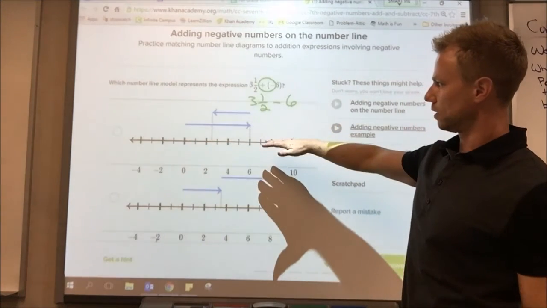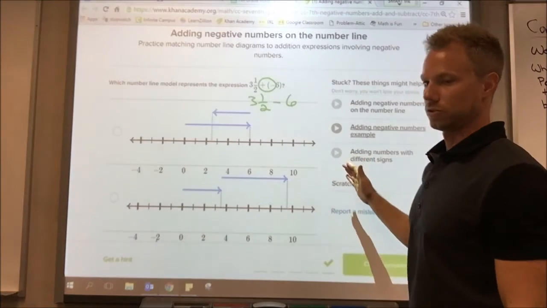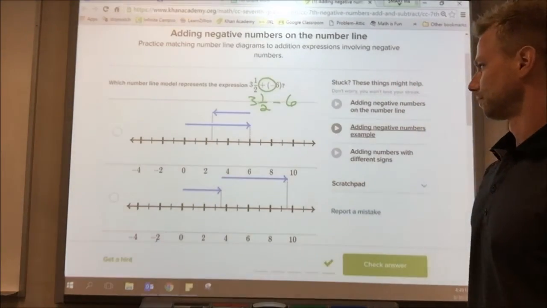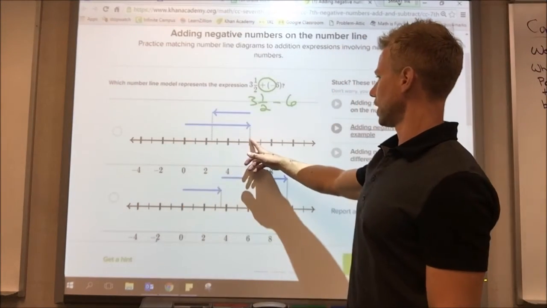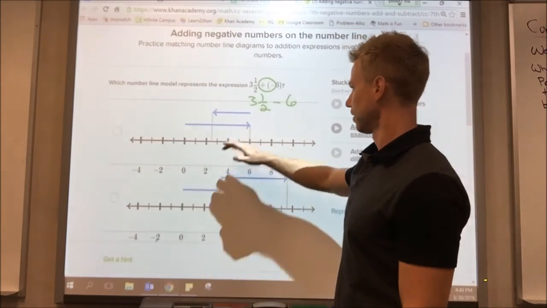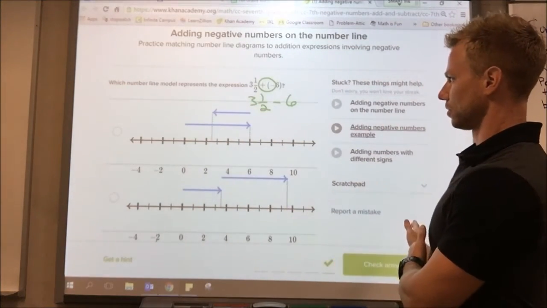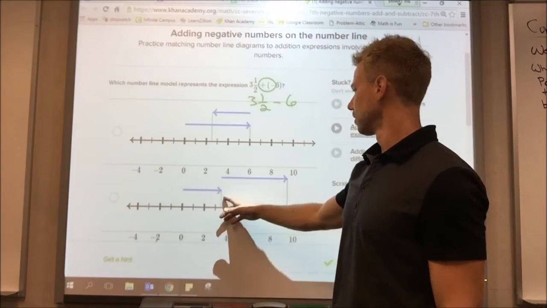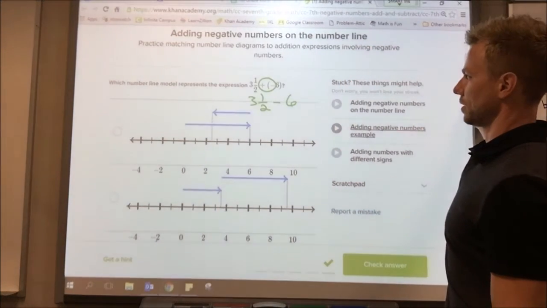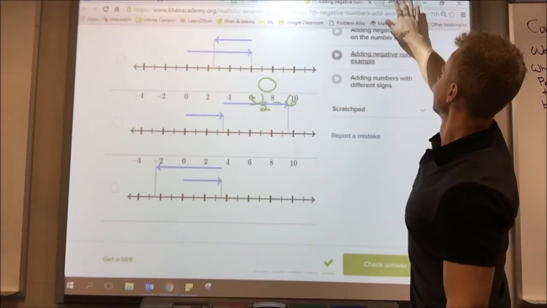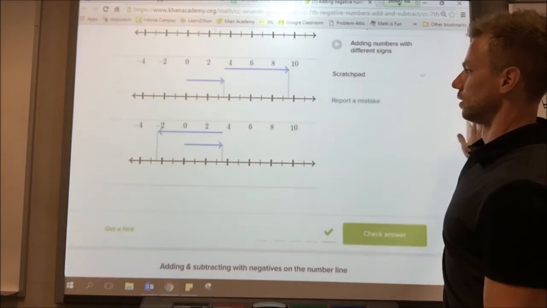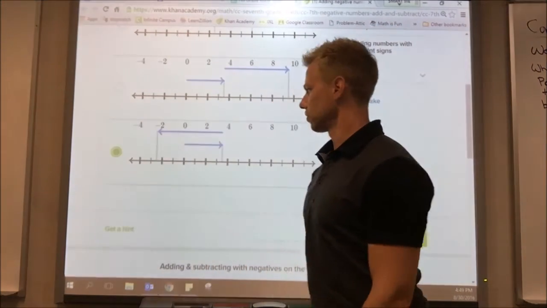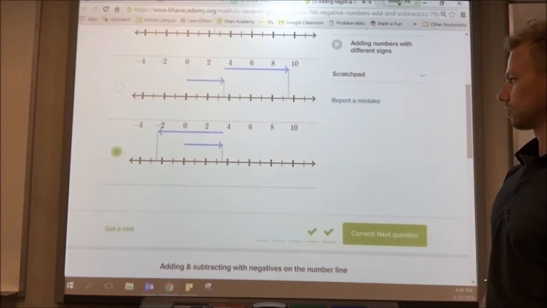So we have to figure out which one of these first goes to the right 3.5, because it's positive, and then to the left 6. It looks like this one first goes to the right 6, and then to the left 3.5. So that doesn't fit. We need to go 3.5 to the right first, and then to the left 6. This goes to the right 3.5, but then it goes to the right 6. So that doesn't fit either. Let's look at the next one. This one goes to the right 3.5, and then to the left 6. So that fits what we needed to do. That's the right one.